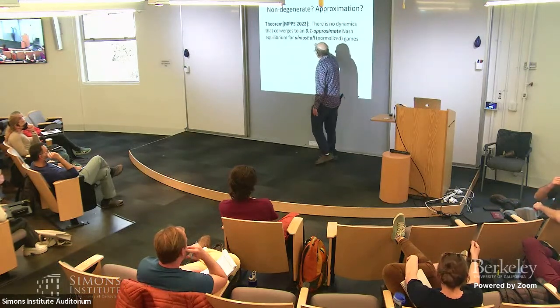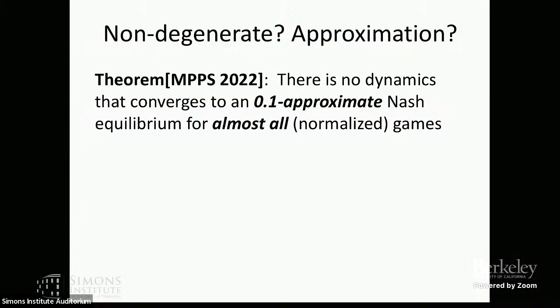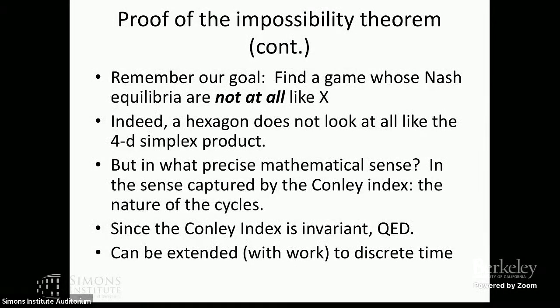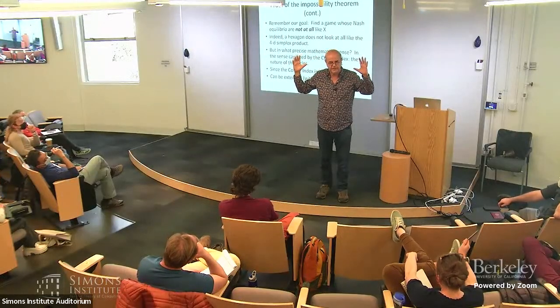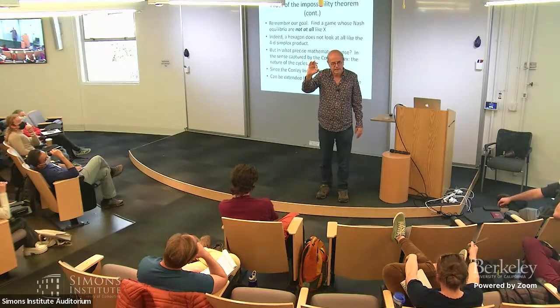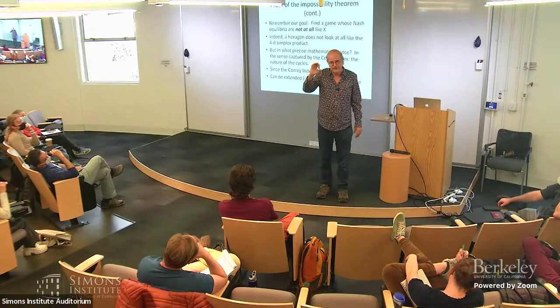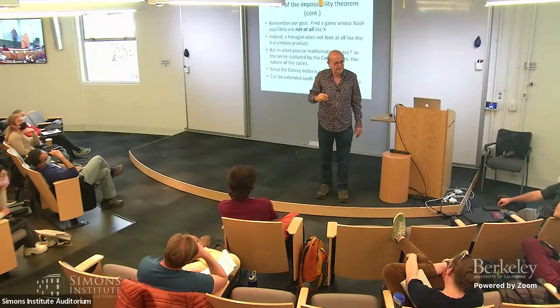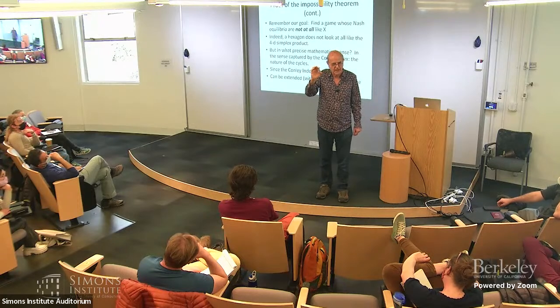Okay, not for almost all. Sorry. What did I want to say? For a full dimensional ball. Okay, so please forget for almost all. You understand what I'm saying? So what I'm saying is that this is sort of measure zero stuff. Okay, but you can find a full dimensional ball of games, a relatively large one, not infinitesimal, so that you cannot have a dynamics for these games that converges to a 10% approximate Nash equilibrium.